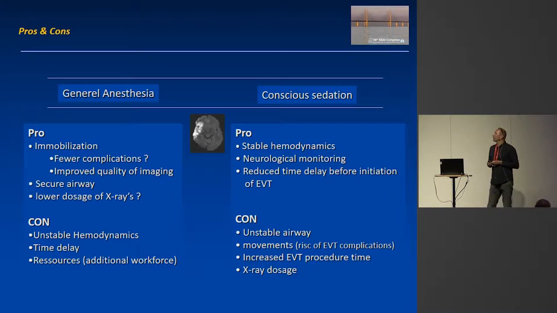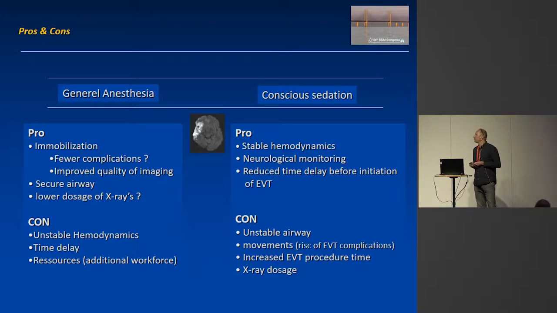Looking at conscious sedation, the advantage is, of course, we have an awake patient. It's possible to monitor the neurology status of the patient. We have stable hemodynamics, and we have reduced time delay. There's no time delay. It's not the same. We don't spend the same time for induction of conscious sedation.